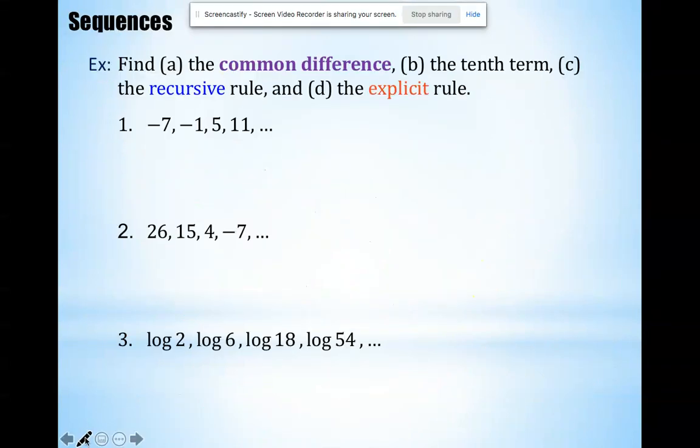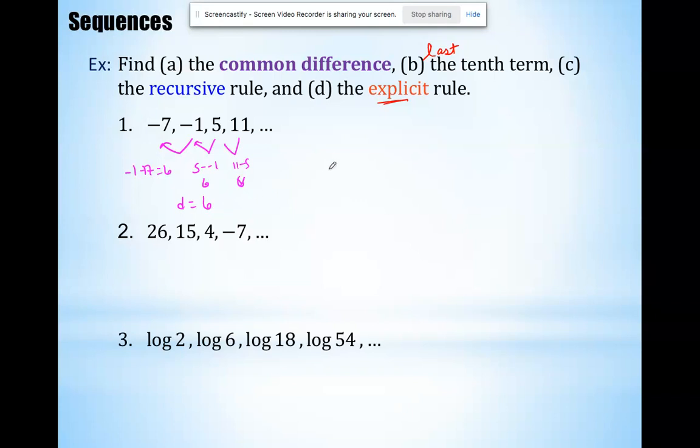So let's do some practice. They asked for the common difference, the 10th term, the recursive rule, and the explicit rule. I'm going to do this last. I don't know about you. Because to do the 10th term, I think I'll use the explicit rule. So let's find the common difference. Negative 1 minus 7. No. Negative 1 minus negative 7. Right? 5 minus negative 1. 11 minus 5. 6 is my common difference.